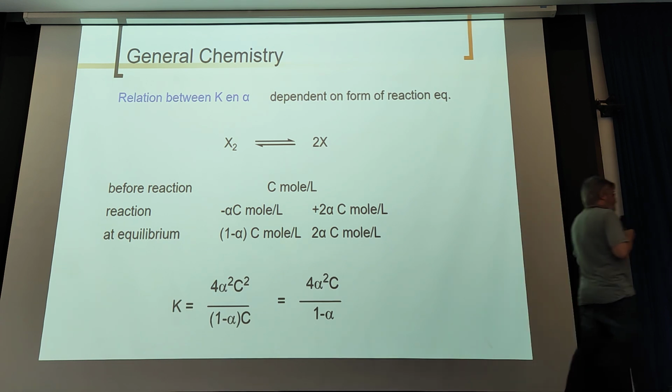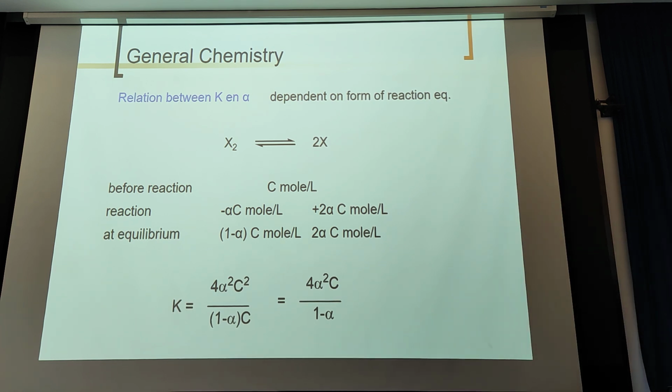In the beginning of this talk I had discussed degrees of conversion, normally expressed by alpha. There's actually a relation. In general, qualitatively, we can say if you have a high degree of conversion, you also have a high K. But you can calculate exactly how much by establishing the relation between K and alpha. The thing is, it's a different relation depending on the form of the equation. So there is no general formula. You have to look from case to case.